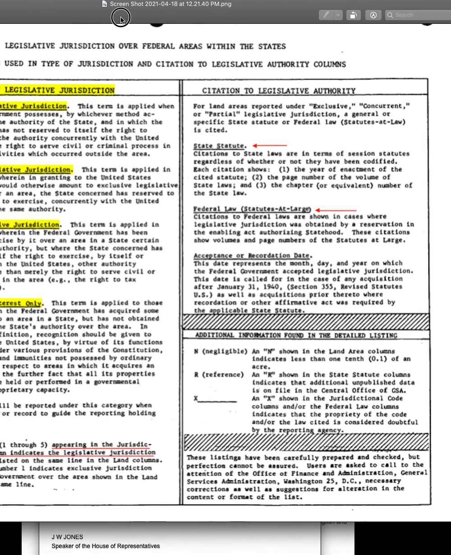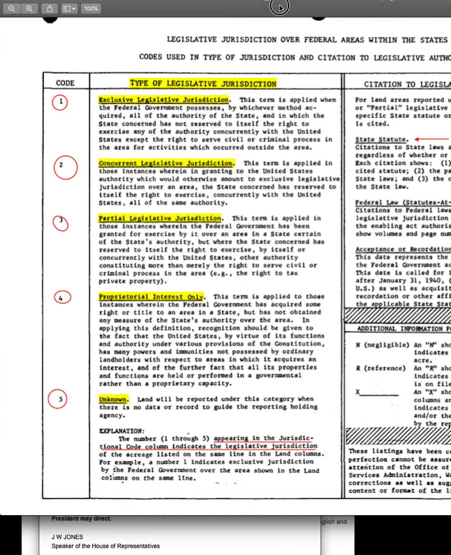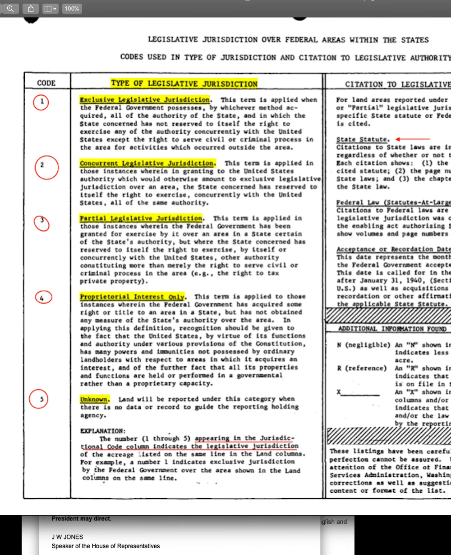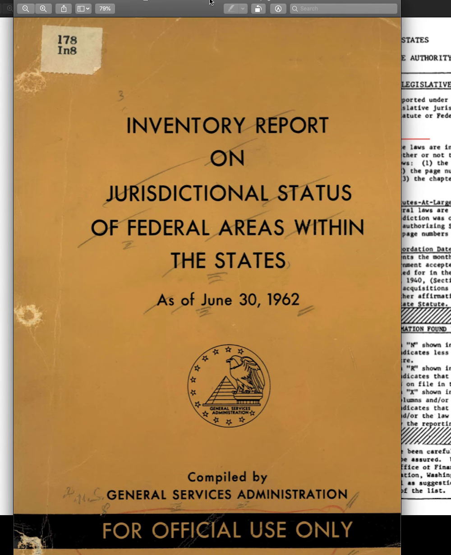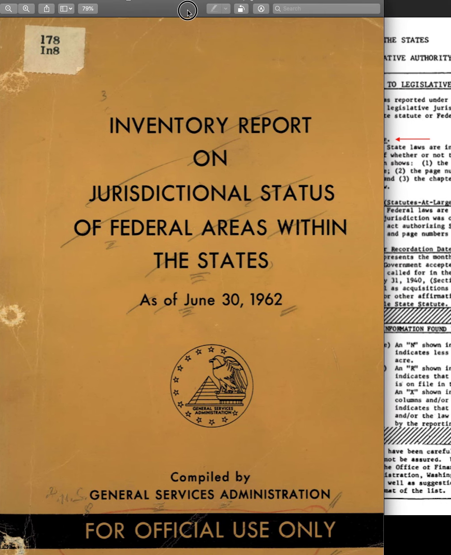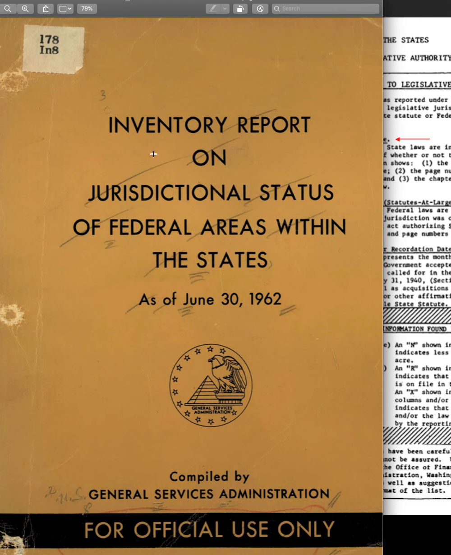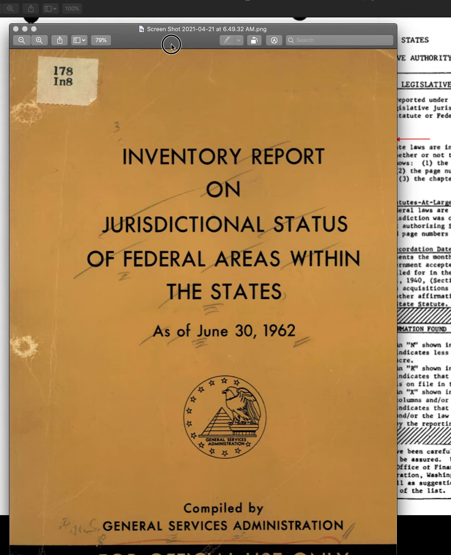So you have over here, down here, it says appearing in the jurisdictional code column indicates the legislative jurisdiction. Now this, in case I didn't tell you, this came from the GSA book. Now remember in that case I just read to you, it mentions General Services Administration. That's what this is, the General Services Administration. This is the one from 1962. There's a lot of them out there. They're on HathiTrust and probably some other websites, Google.